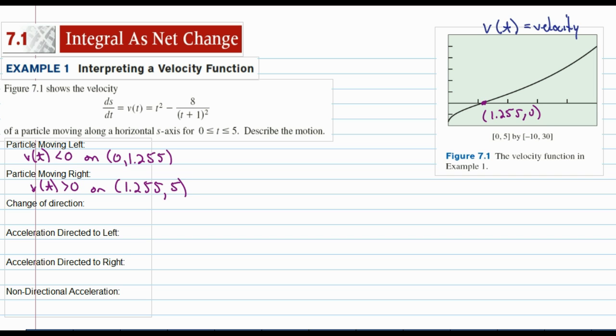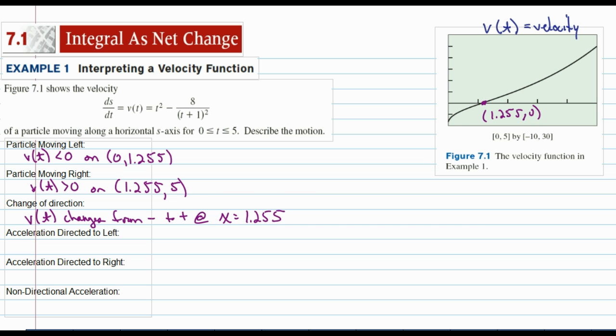Where is this change of direction taking place then? Well, that's going to be at that 0. Not all zeros result in a change of direction, but this one does because the velocity changes from negative to positive. So the particle was going left and now is moving right at t equals 1.255 seconds.